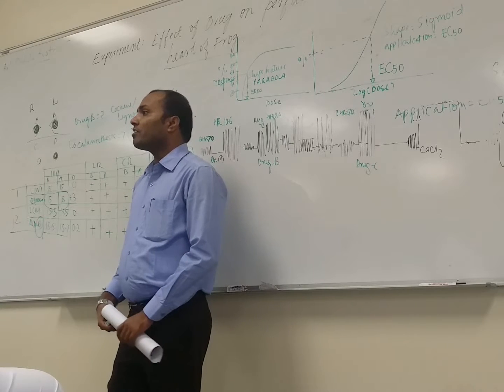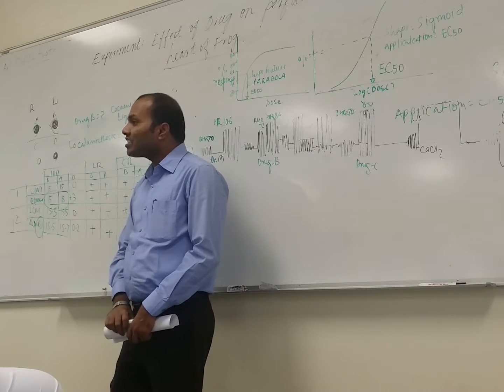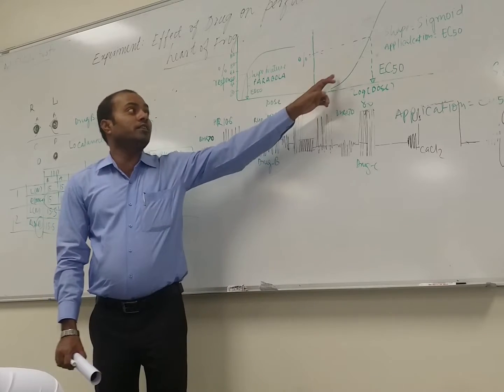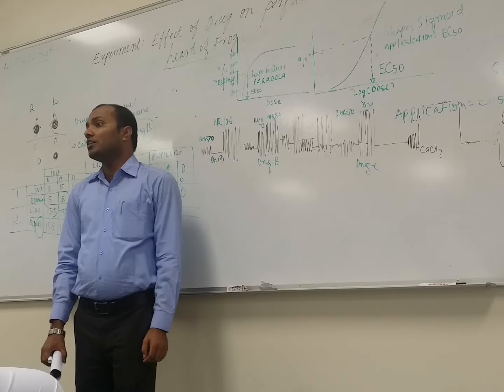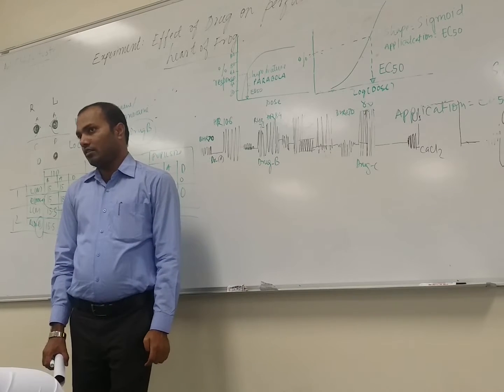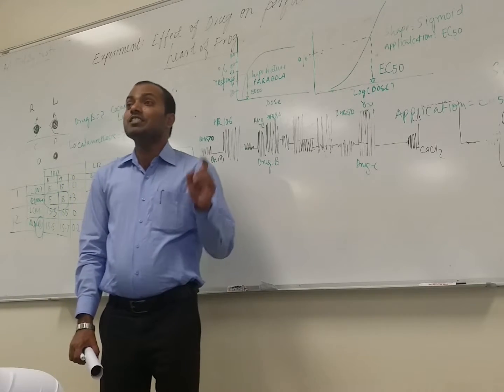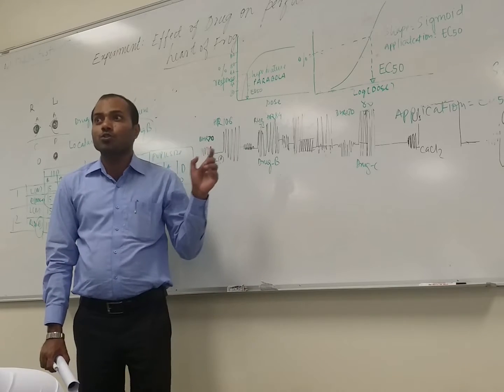Now we are converting the dose into the concentration. What was the concentration? It is calculated by this graph. The dose is converted into the log dose, then we find the concentration of the drug. So EC50: C is the concentration. ED50: D is the dose.